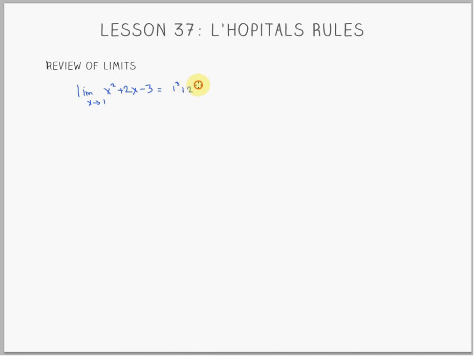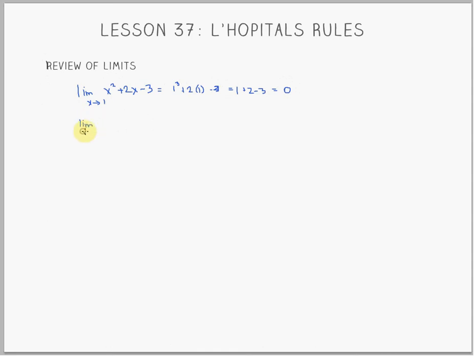So we'd have 2 times 1 minus the 3. So you get 1 plus 2 minus 3, and the entire value then would give us 0, right? Totally legal, totally good.